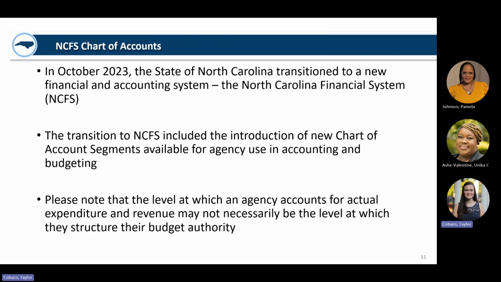I'll also note that the level at which your agency may need or want to account for expenditures and receipts may not necessarily be the level at which you need to or should be budgeting. Please reach out to your budget execution analyst if you would like to discuss the level at which you're budgeting.